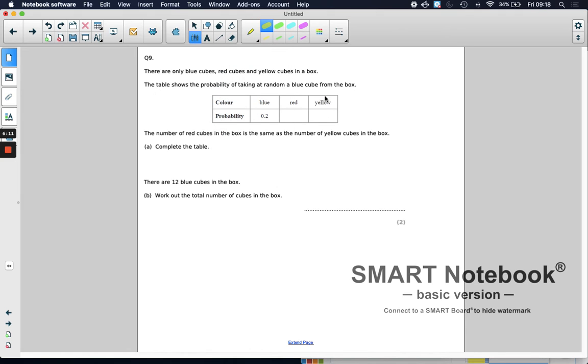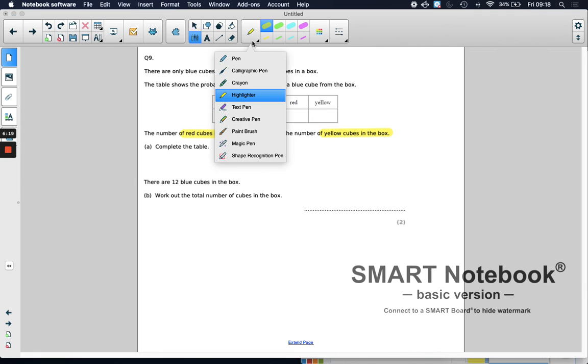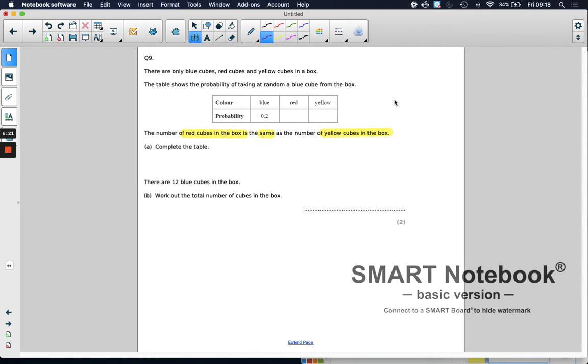So the table shows the probability of taking a random blue cube in the box. It says the number of red cubes in the box is the same as the number of yellow cubes in the box. That means straight away that I can say that the probability of red equals the probability of yellow.